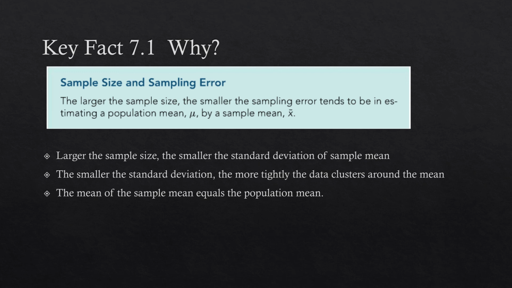Okay, so the mean of the sample mean equals the population mean, and especially the larger the sample size, the closer it's going to get to that mean. The closer the standard deviation is going to get, and the closer our values are going to get to that mean. Okay, so hopefully that makes sense to you.